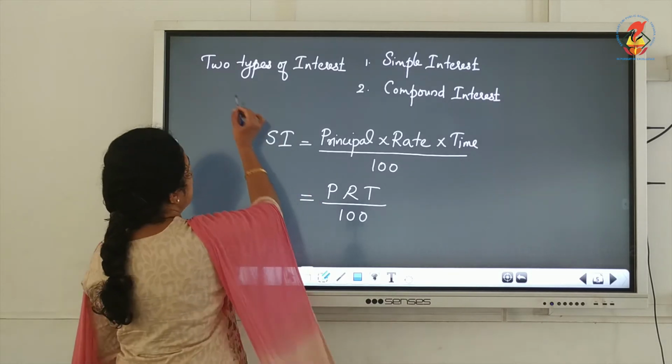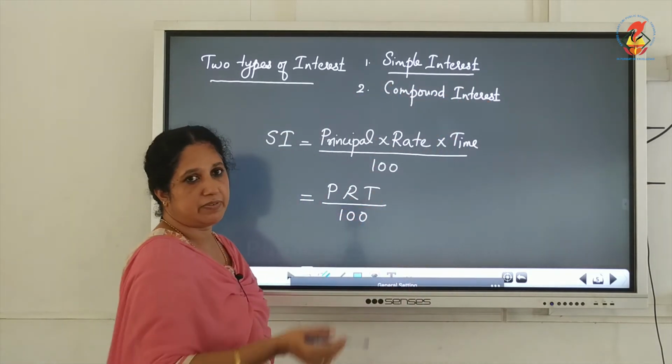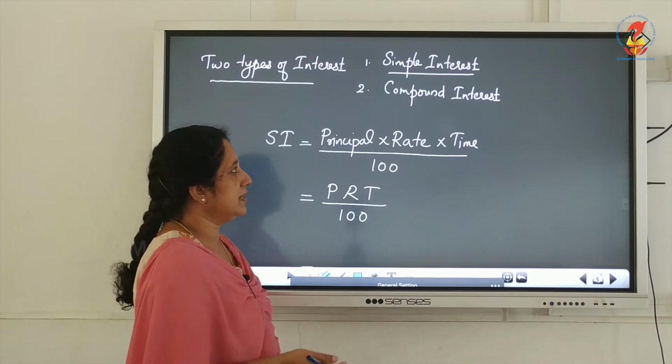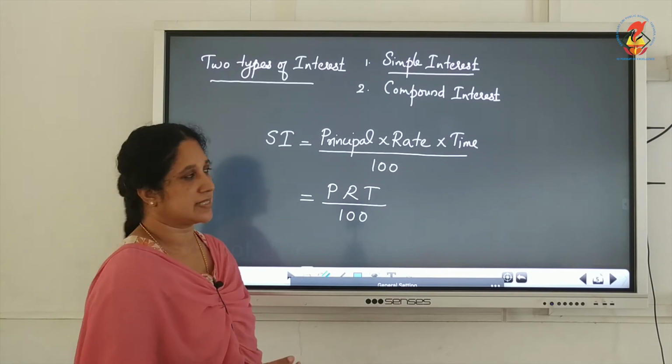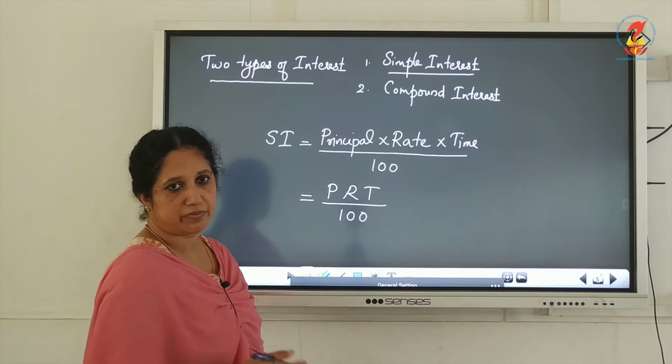So we have two types of interest. One is simple interest, you have already learned, and the second one is compound interest. So here we want to learn about the compound interest. And the simple interest we can calculate using the formula PRT divided by 100.